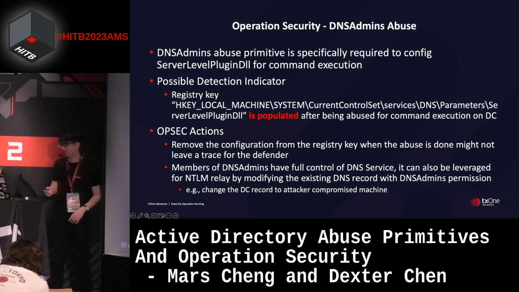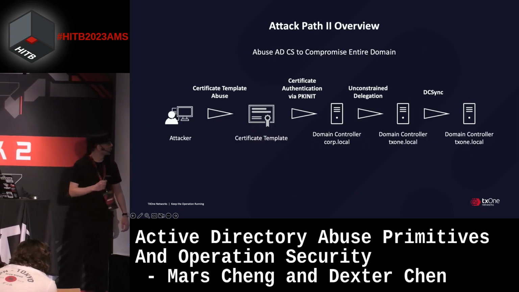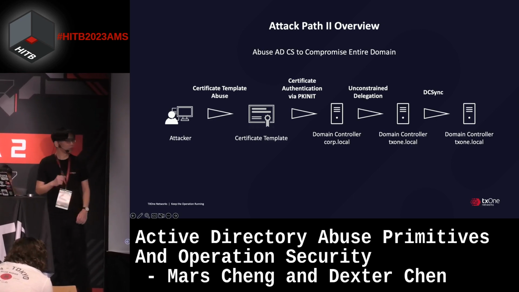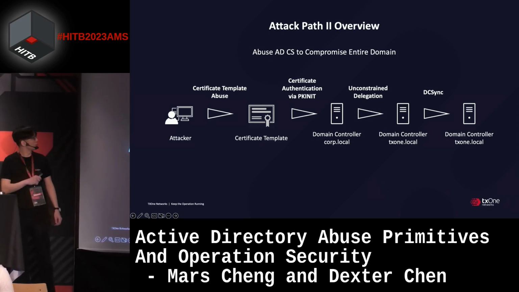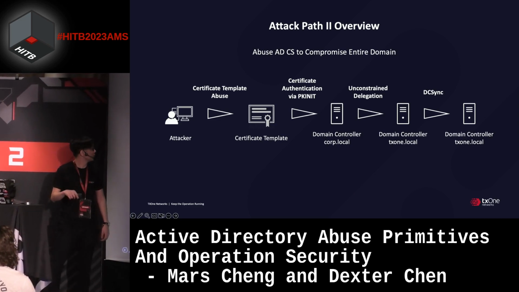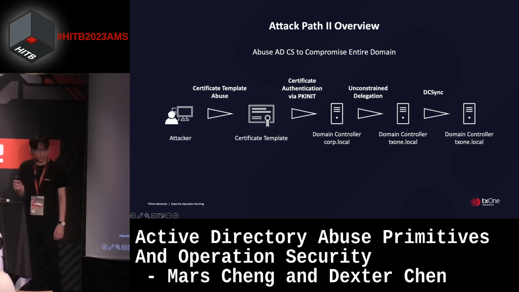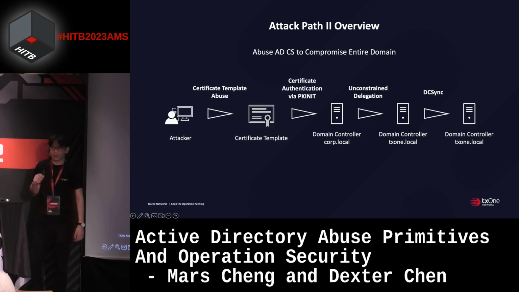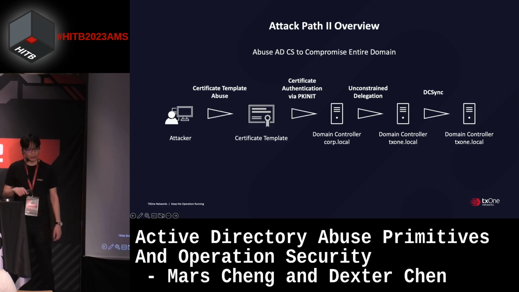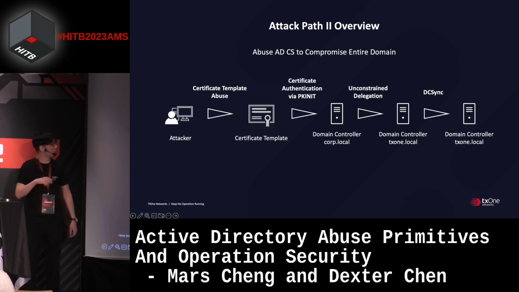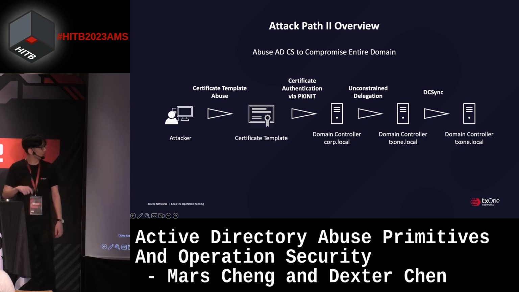Hello. Okay. So for pass 2, we want to demonstrate how we can abuse a certificate template and use that to compromise the entire domain. We're going to start by abusing a vulnerable certificate template and use that template to impersonate a privileged domain user. After that, we'll have domain elevated access to compromise the domain controller.